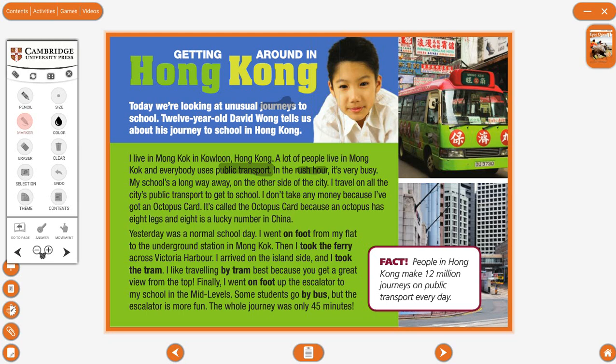Okay, it's very busy. My school's a long way away. Benim okulum uzun bir yolda diyor. On the other side of the city. Şehrin diğer tarafında. Diğer tarafında demek istiyor burada.